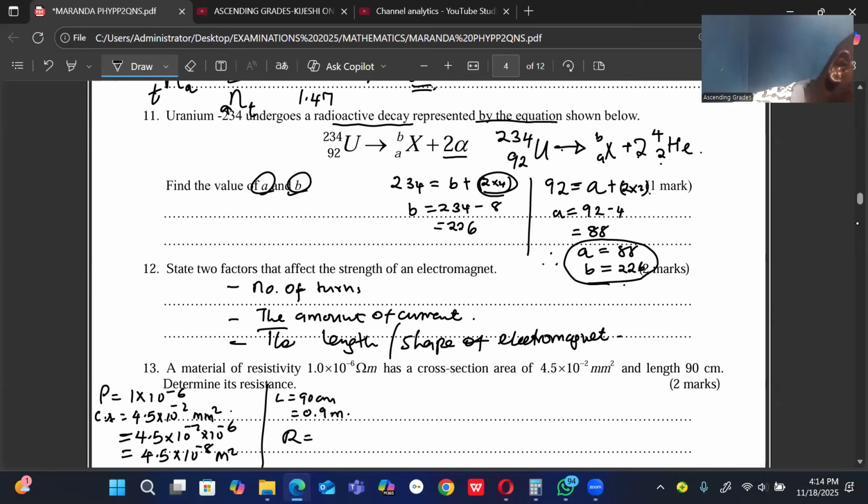Then resistance is given by resistivity times length over area. And therefore, substituting, R will be given by 1 times 10 raised to power negative 6 times length of 0.9 divided by 4.5 times 10 raised to power negative 8 square meters. And from computation, we are supposed to be getting 19.6 ohms.